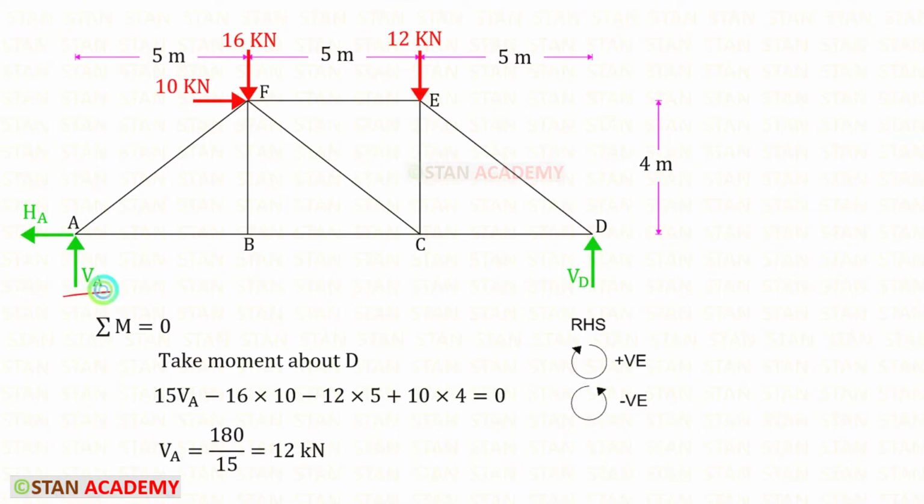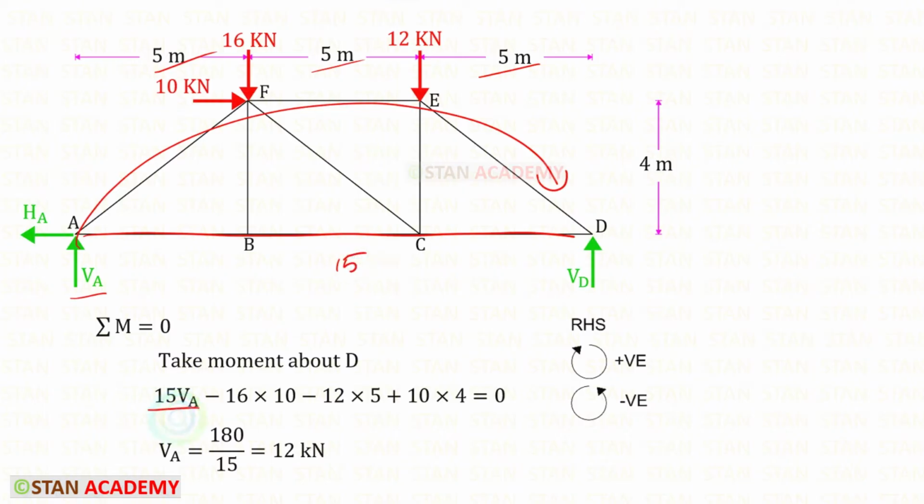To find VA, I am going to take moment about D. In this case, we have to follow the right hand side rule. Clockwise will be positive and anti-clockwise will be negative. VA is acting in the clockwise direction, so it will be positive, and the distance is 5 plus 5 plus 5, so it will be 15.